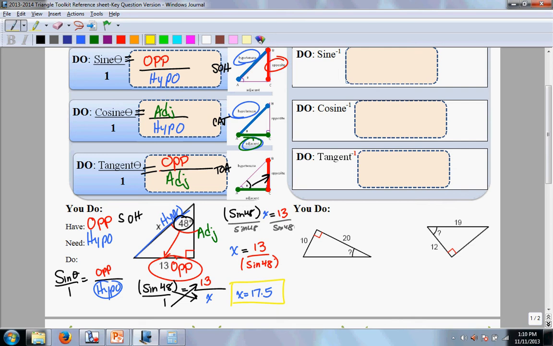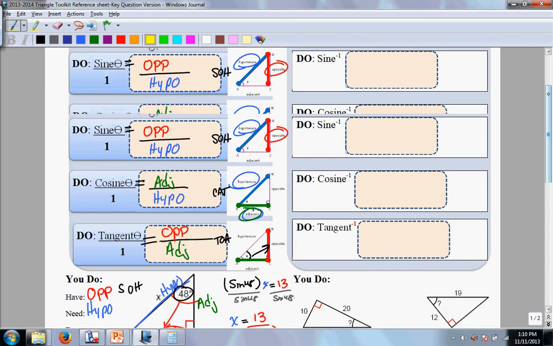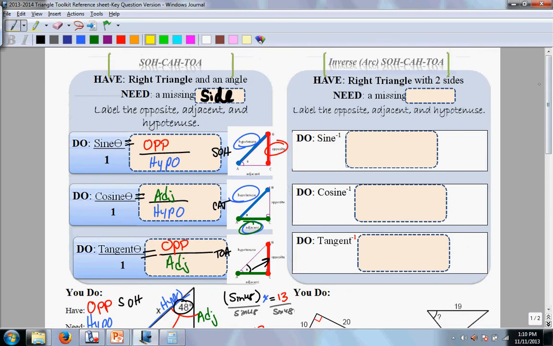Now, let's change those circumstances. Let's say you have a right triangle with two sides, and this time you need to find an angle. So to find an angle, you use what's called inverse SOHCAHTOA or arc SOHCAHTOA. And for inverse sine, it goes like this. Inverse sine, the opposite over the hypo, gives us angle theta.